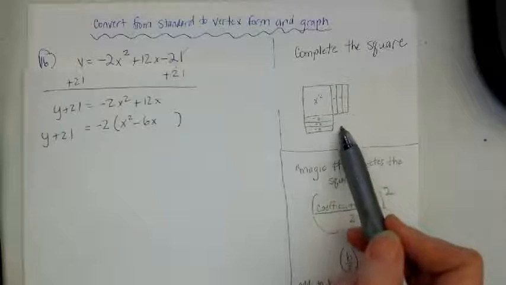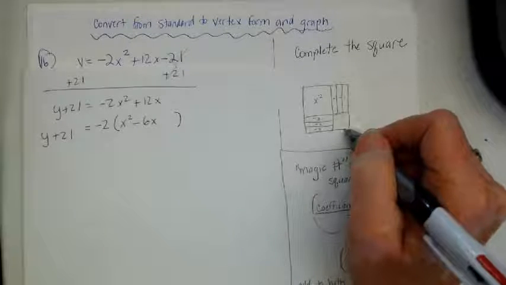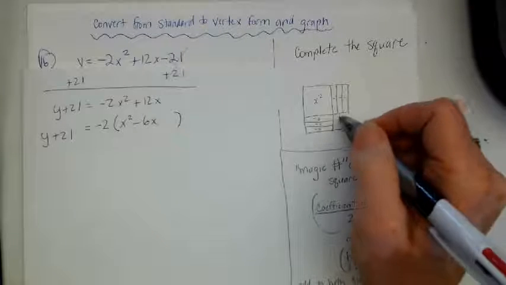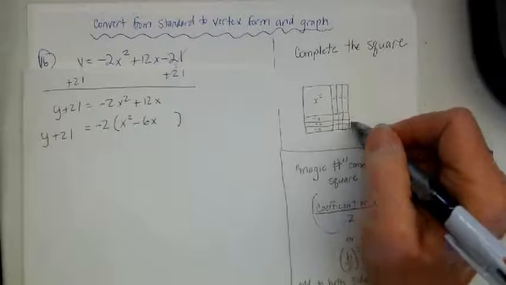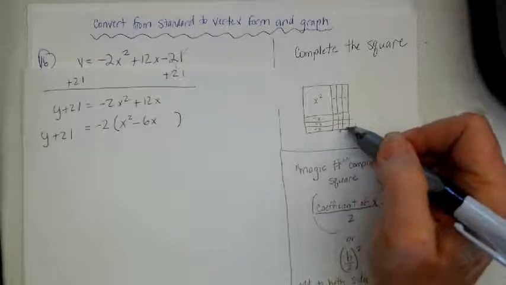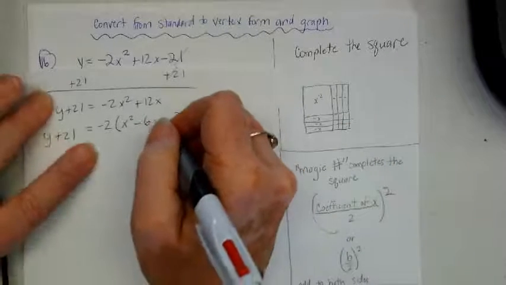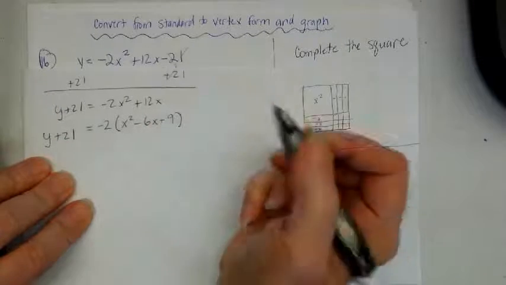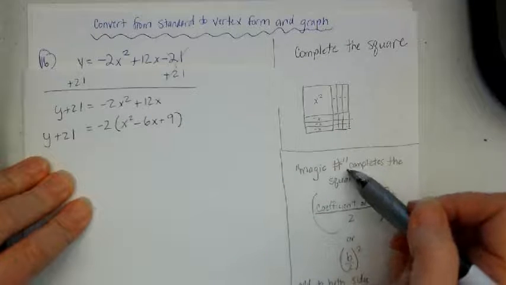Then I'm trying to find the number that's going to make this into a perfect square. How many ones tiles would it take? I can go ahead and count them if I want: 1, 2, 3, 4, 5, 6, 7. It would take 9. So what I'm going to do is add a 9 right here. I call it the magic number.